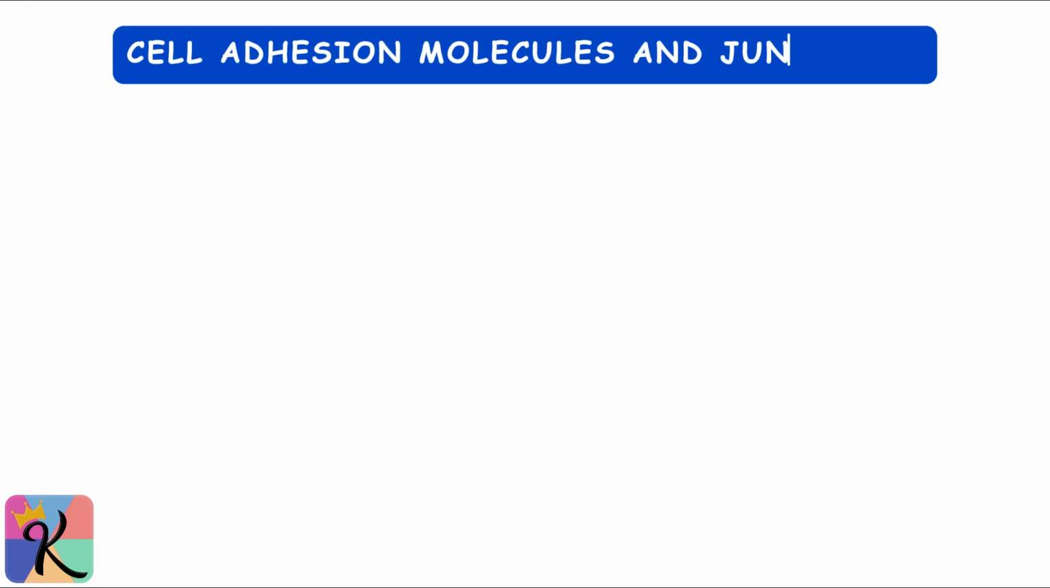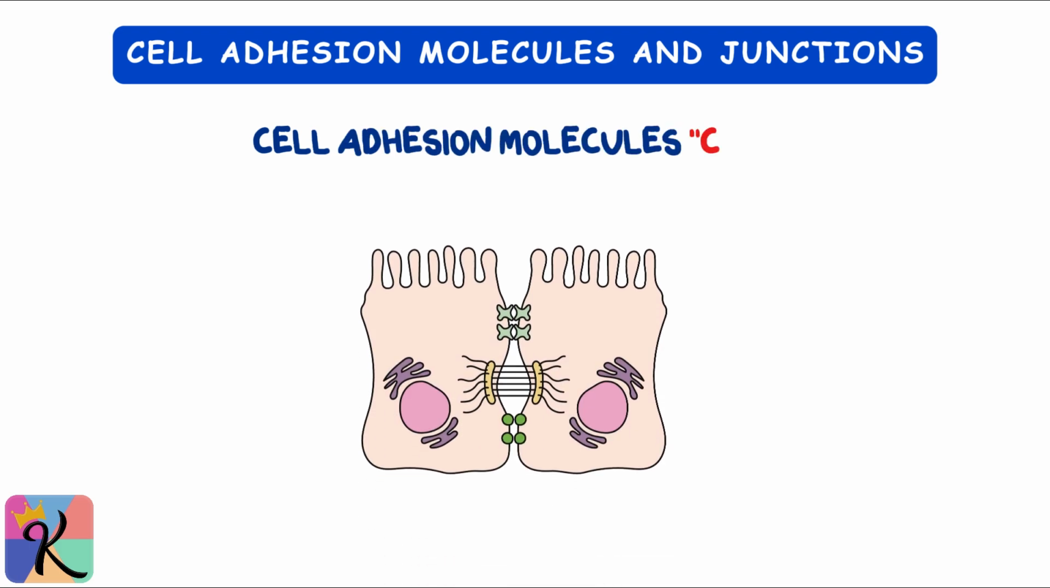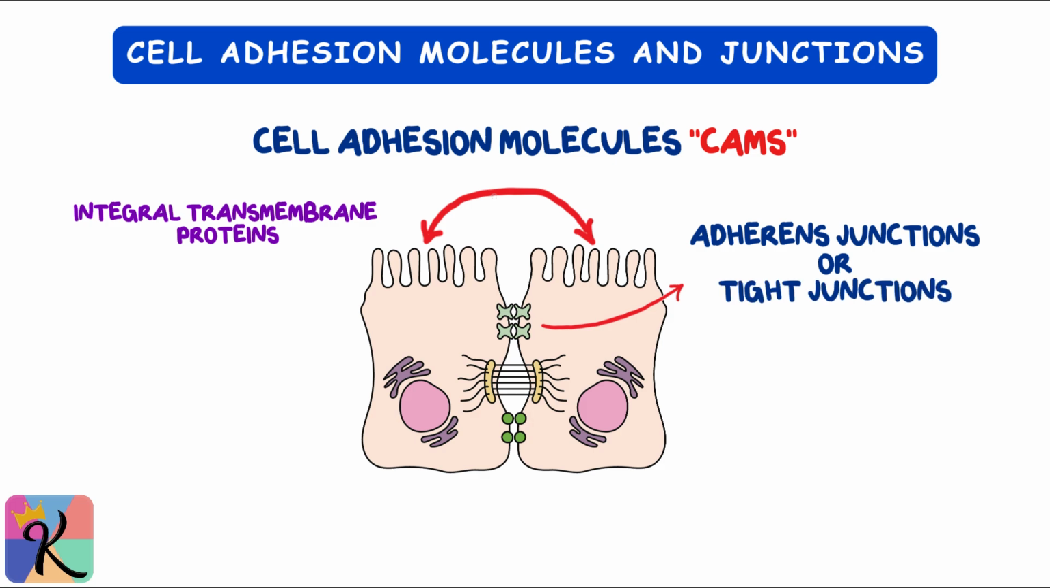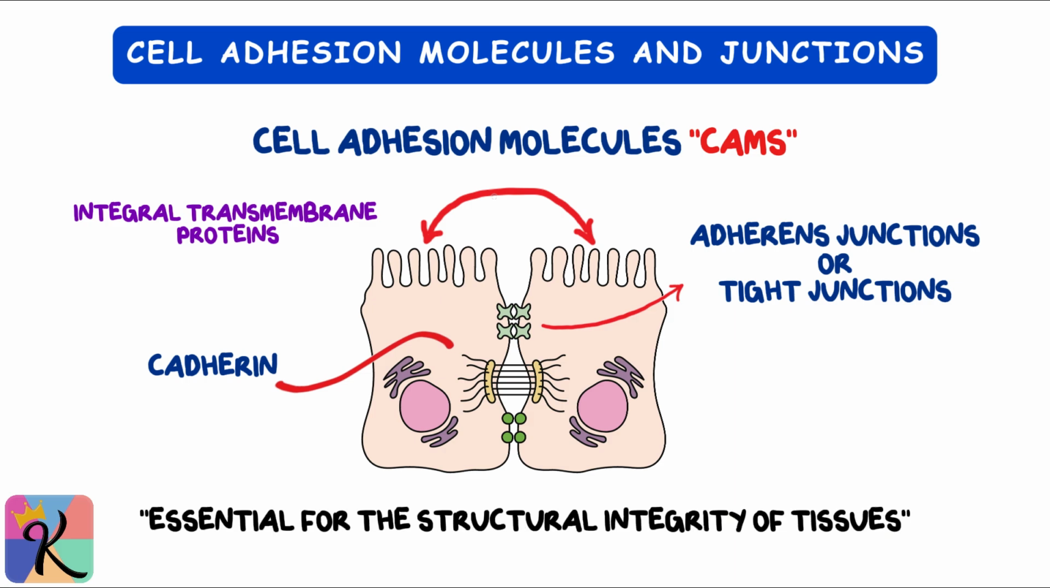Another important component of the cell membrane is cell adhesion molecules, or CAMs. These integral transmembrane proteins anchor cells to each other and form tight connections called adherens junctions, or tight junctions. One example of a cell adhesion molecule is cadherin, which acts like Velcro, holding neighboring cells together. These junctions are essential for the structural integrity of tissues, keeping cells in place like bricks in a wall.